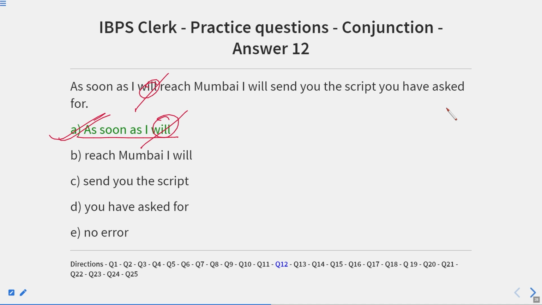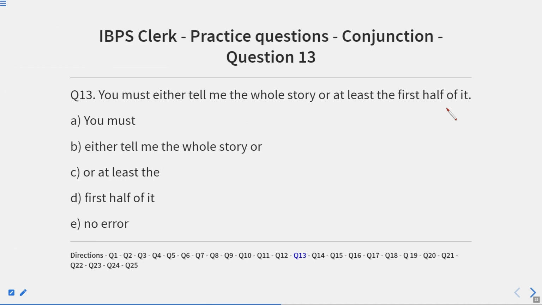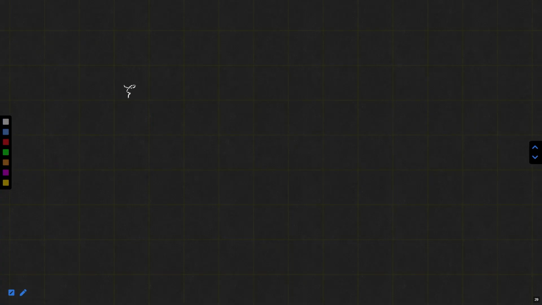Now, let us move to the next one. You must either tell me the whole story or at least the first half of it. Now, this type of sentence is again very important. How? Suppose we have the word either and we make it a pair with the word or. These are the words that show the choice. So either this or this. So either or just presents the choices, or it gives you two choices. So either you do this work or that work. So this is either or.